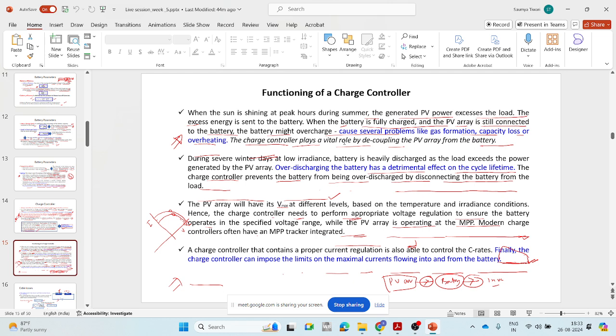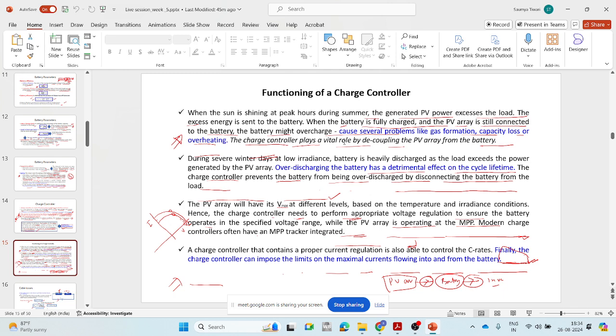To sum it up, when the sun is at peak hour, more current might have been generated than your load requirement, so overcharging of the batteries may occur, right? That can lead to several other problems like gas formation, capacity loss, or overheating. Or during winter days when low irradiance is there, if the battery has been fully utilized, over discharging can occur. That also affects the cycle lifetime.